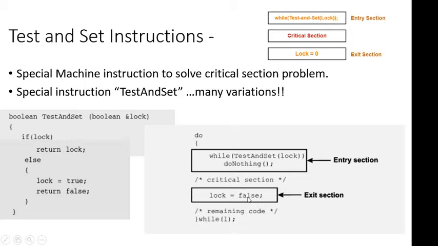Again, if there is a new process that wants to go into its critical section, it will send the lock to the test and set. The lock is false. The lock is false. He will not go into the if branch. He'll go into the else branch. He'll make the lock true and return false.